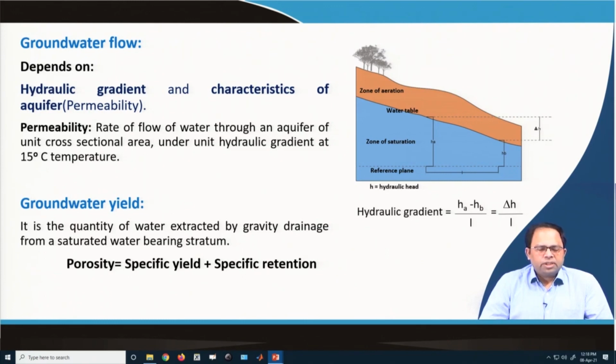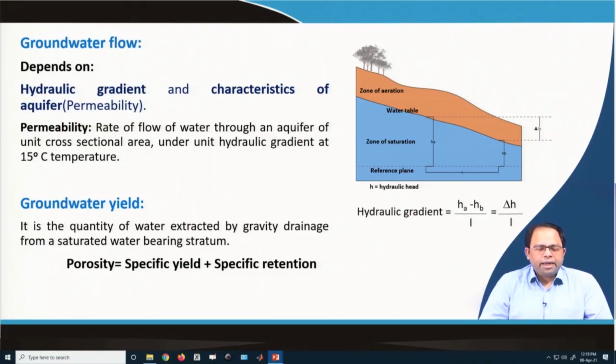So, we would say that groundwater flow depends on hydraulic gradient and the characteristics of the aquifer. By characteristics of the aquifer, I mean permeability of the aquifer, and other things also play a role definitely. But when we talk about groundwater flow, these are the two primary criteria that have to be investigated.